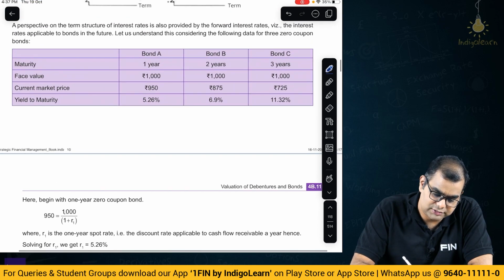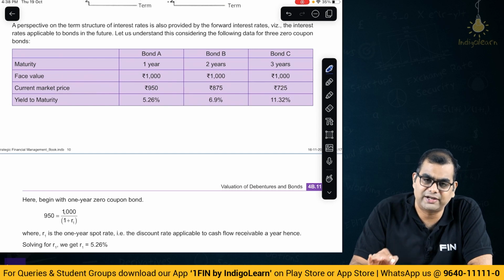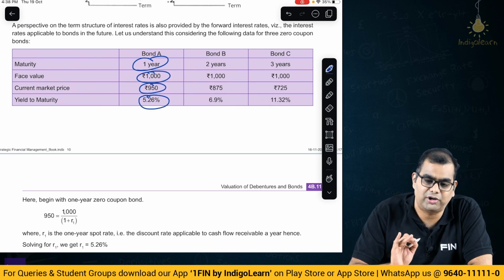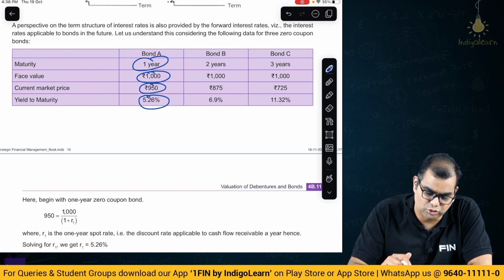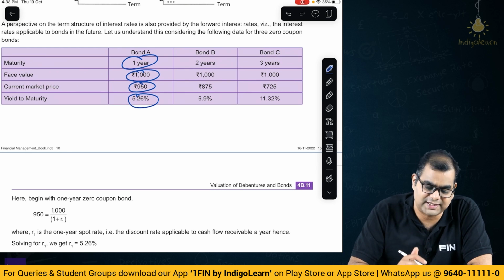There are three bonds and all three have the same credit rating. All three bonds are of a similar kind of industry, everything. A 1 year bond: face value is 1000, market price is 950, YTM is 5.26. Assume that these are zero coupon bonds, that there is no coupon. Even with a coupon we can compute, but I am taking a simplistic example.